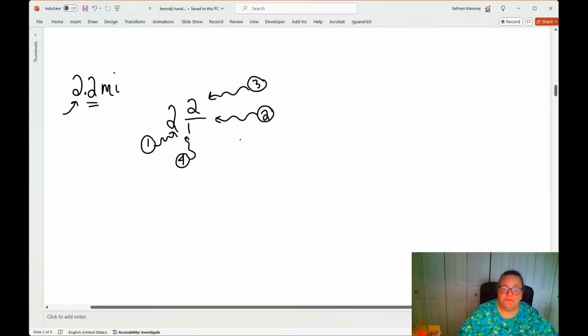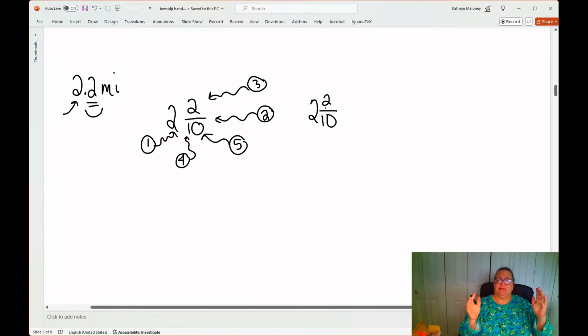And then the fifth thing and the last thing we're going to do is we have to count how many places we have after the decimal. Now for this one, we have 1 place after the decimal. So I'm going to put in 1 0. What does that look like? Well, it's going to look like 2 and 2 tenths.